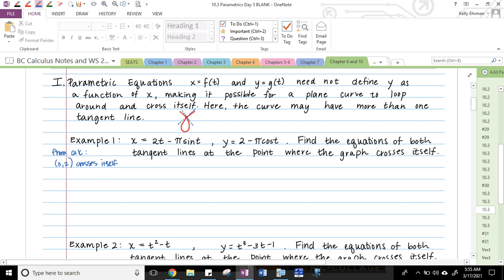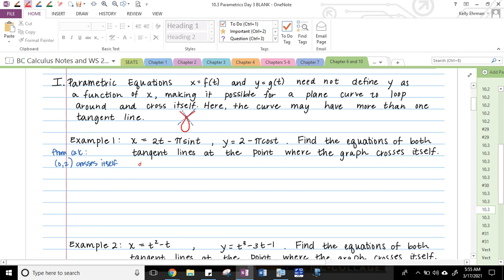All right, so what are we supposed to do? Find the equations of both tangent lines at the point where the graph crosses itself. So we have the point. We just need the slope at that point. So first I'm going to find the slope, and then I will have to go back and put in 0 for x and 2 for y and see what the value of t actually is.